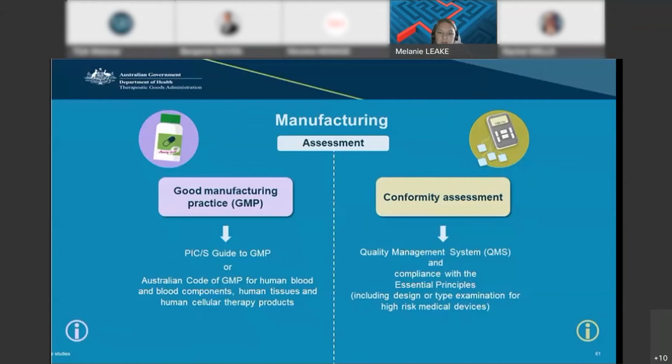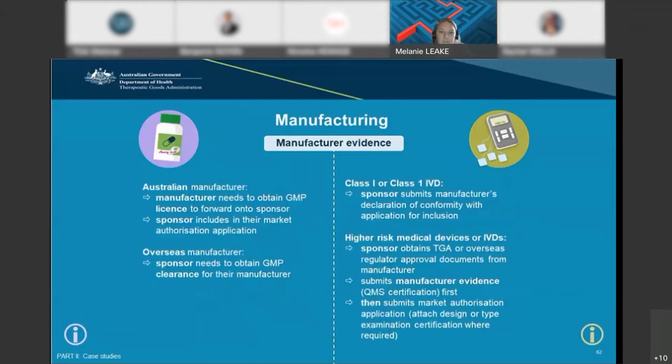For medical devices, the set of criteria for assessing manufacturing is called the Essential Principles. Manufacturers are required to have a quality management system in place and demonstrate compliance with the essential principles for safety and performance. Conformity assessment uses a risk-based approach so that the higher risk devices are assessed in more detail. Manufacturers that meet the standards are issued with a certification. This is the manufacturing evidence you need to present in your application.